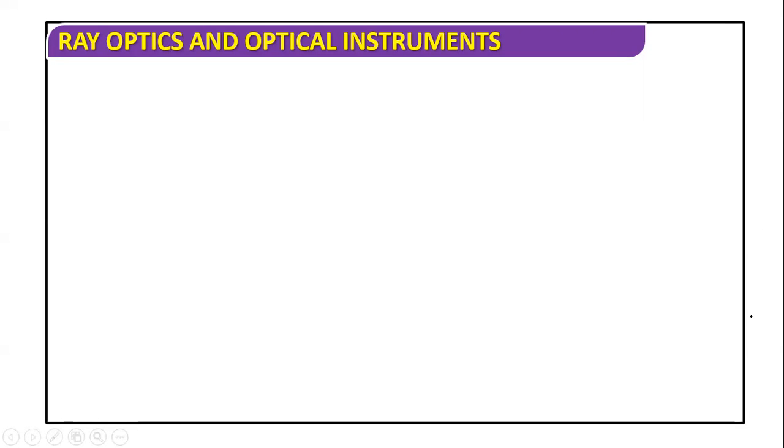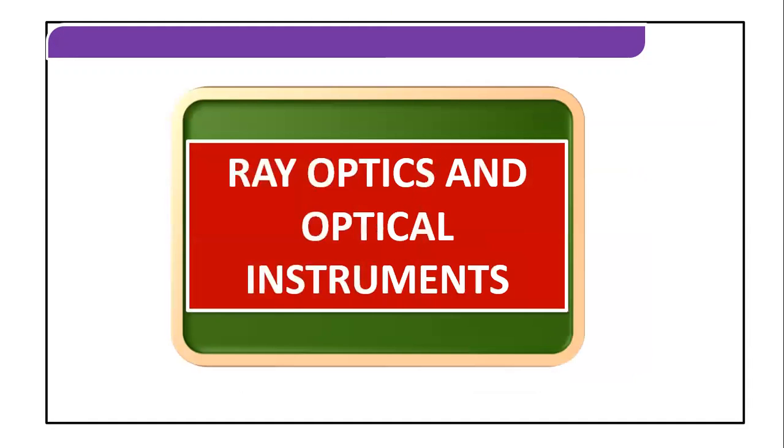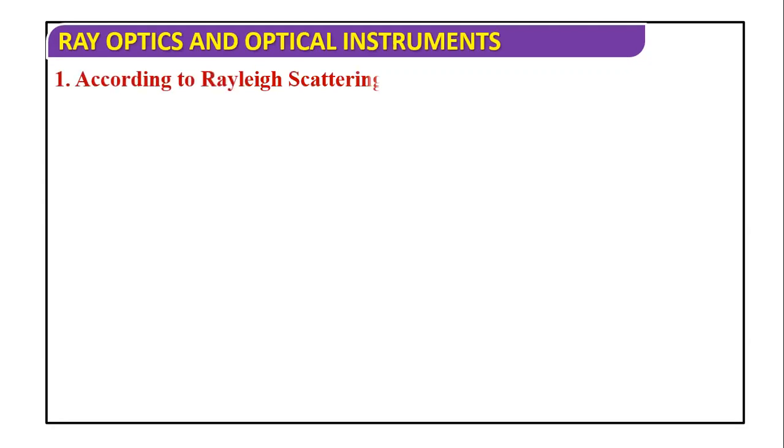So far, in our series of lectures on ray optics and optical instruments, we have seen some topics based on reflection, refraction, the prism, dispersion by prism, lens, mirrors, and optical instruments such as the telescope and different types of microscopes. Now let us solve some questions based on these concepts which were asked previously in NEET and JEE examinations. So let us begin.